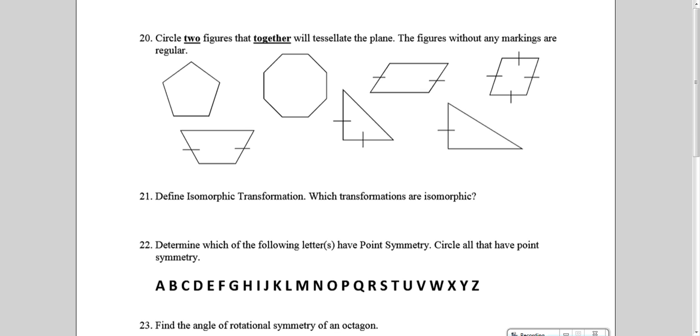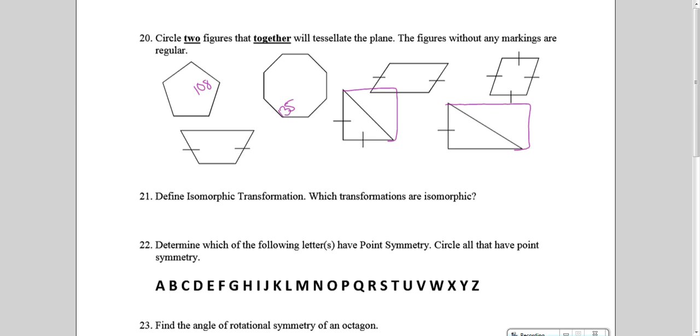Last tessellation problem. Circle two figures that will tessellate the plane together. We're going to look at the interior angle measures of the ones that are regular. So our pentagon is 108. Our octagon is 135. This triangle here we can turn into a square. This triangle would turn into a rectangle.